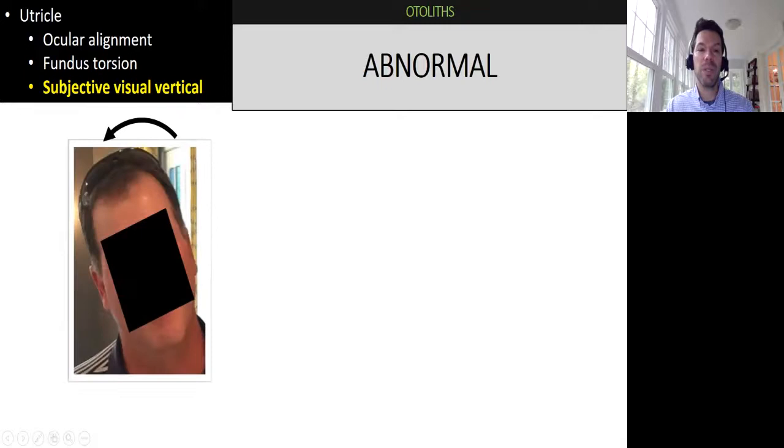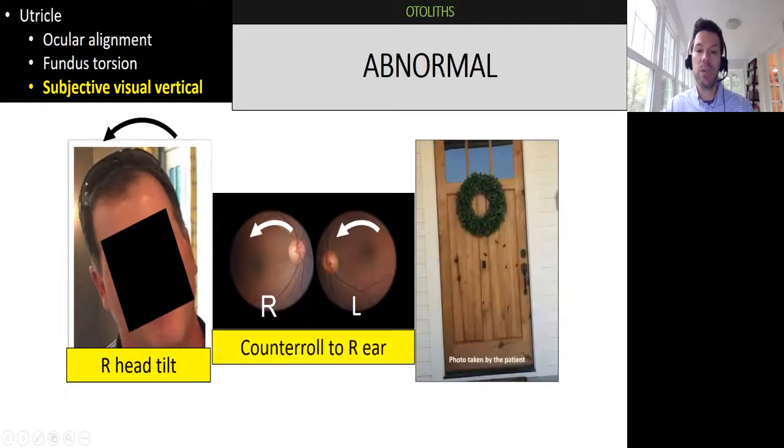Here's an example. This patient has an ocular tilt reaction with a big right head tilt, with a big ocular counter roll. I asked the patient if he's taken any photos recently since he had these neurologic deficits, and he showed me a picture he took of his door, where this is what he thinks is vertical. Clearly to us, this is tilted. This is not vertical. This is a representation of his altered SVV tilt.